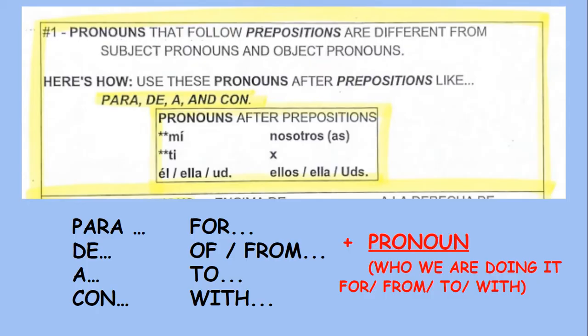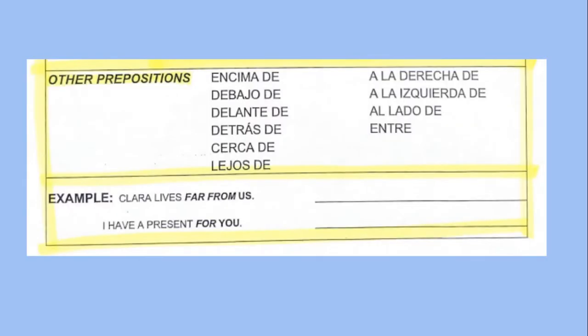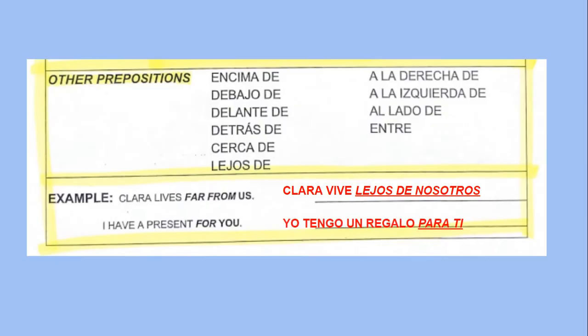So let's turn our page over to, not yet, sorry. We have other prepositions, and we'll talk about each one of those in just a second. But here's an example that I want you to write down. Clara lives far from us. Clara vive lejos de nosotros. And I have a present for you. Yo tengo un regalo para ti. So we're still talking about lejos de, and then para, and then putting that nosotros or ti, para ti.